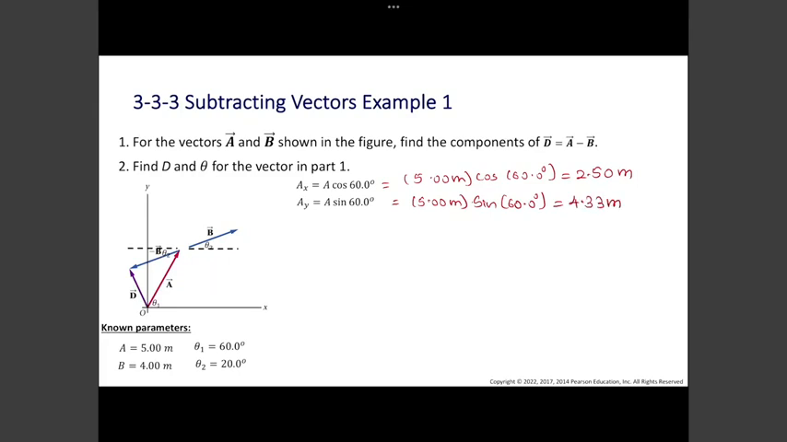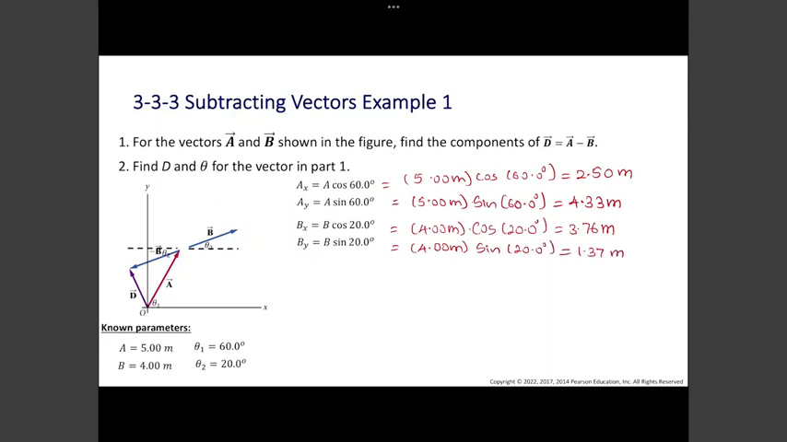Now again we need to find the x and y components of vector B. The x component is B cos theta 2, where vector B is 4 meters and the angle is 20 degrees, which gives 3.76 meters. And again the y component of vector B is B sine 20 degrees, which is 4 meters times sine 20, and the value is 1.37 meters.